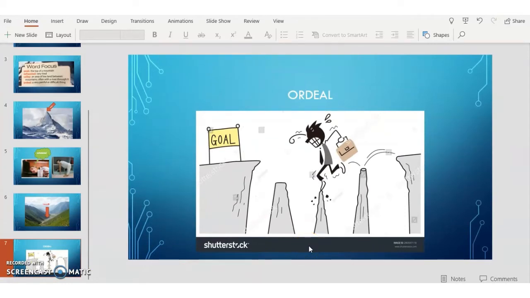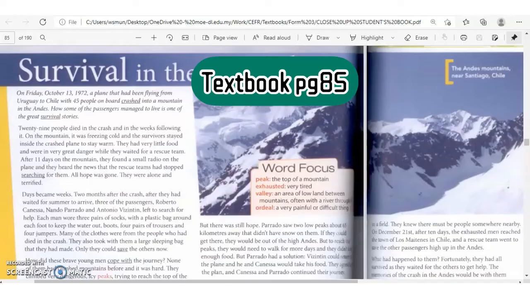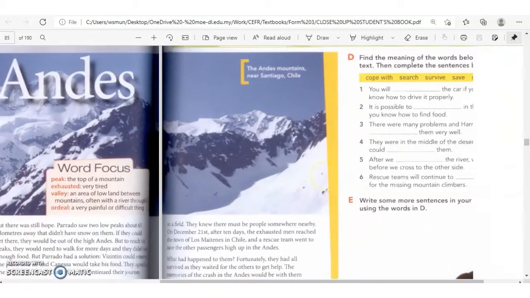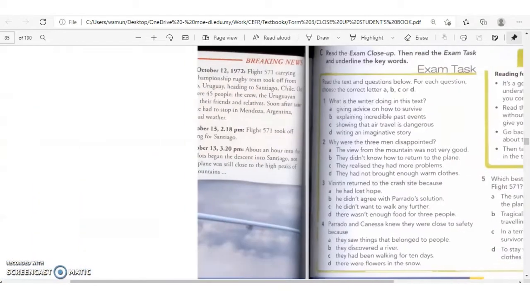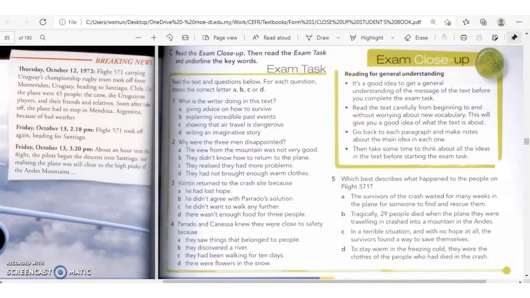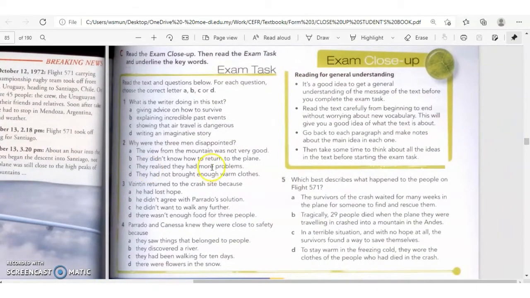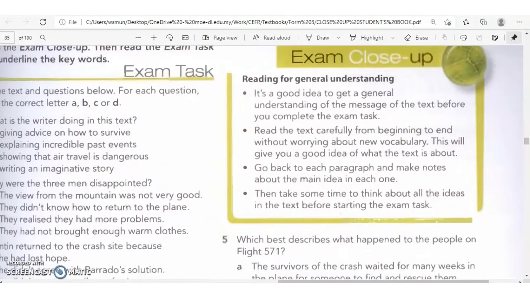Now let's open your textbook. Turn to page 85. We're going to look at the exam close-up before we proceed to the task. In the previous lesson, we have already done task A and task B. Today, we will do task C, D, and E. Before we proceed to task C, let's read through the tips in exam close-up. These are the tips to help you to carry out your task.